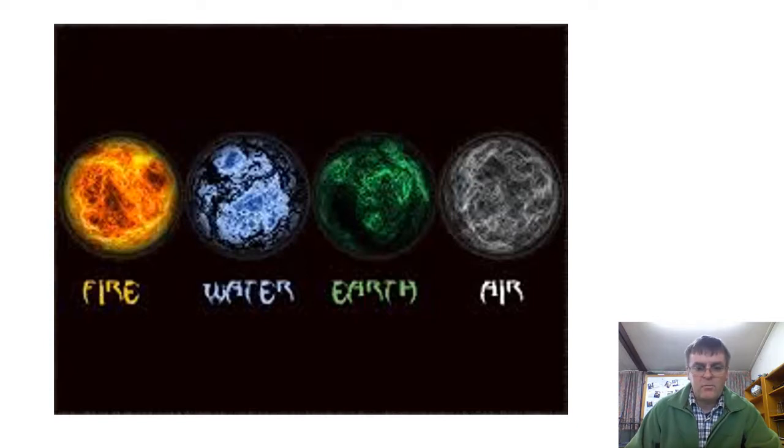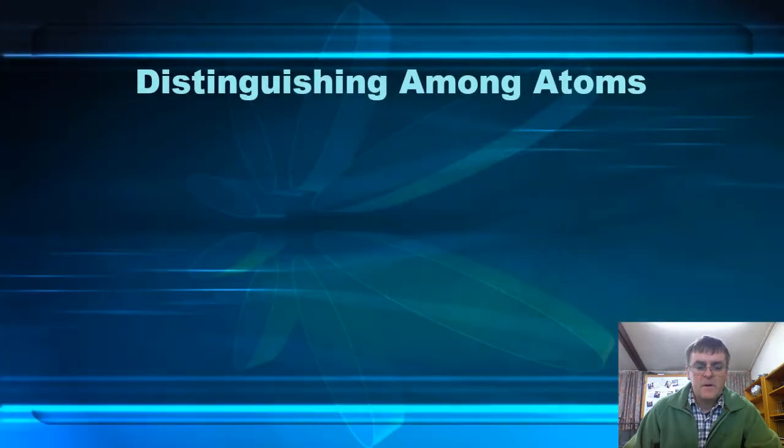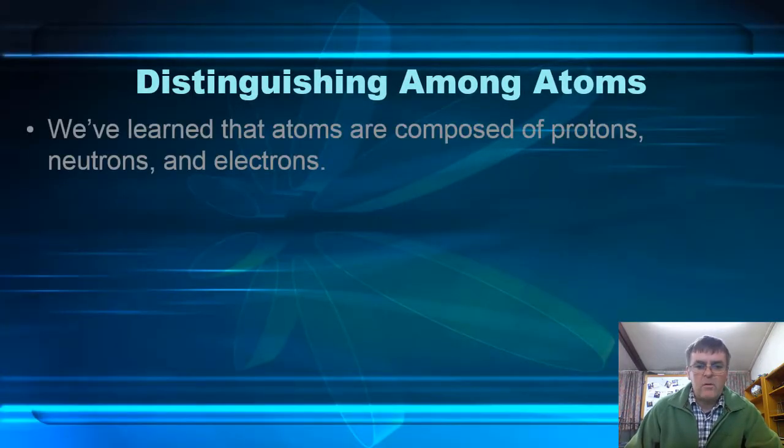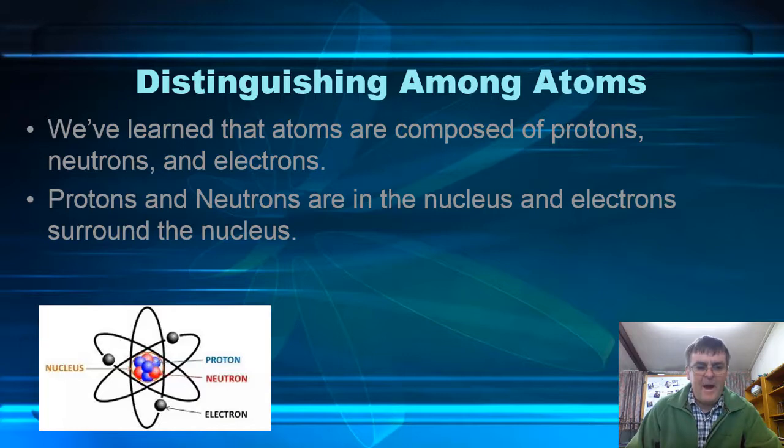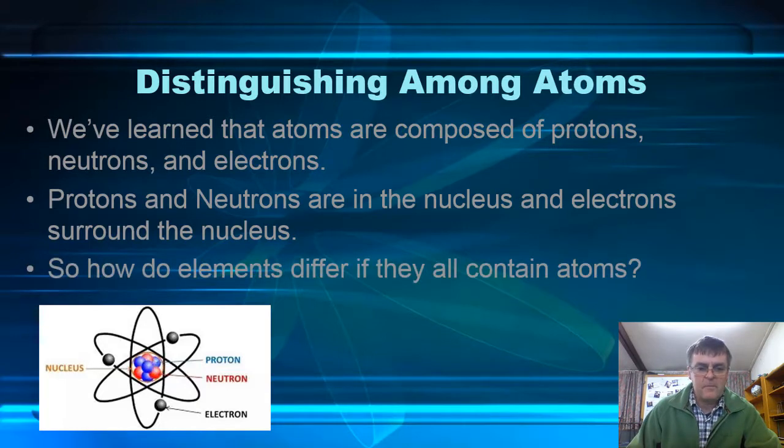There's actually over 100 elements on our periodic table. They're all atoms, so how are they different? We've got to somehow tell them apart. We now know that they're all made of the same things: protons, neutrons and electrons. The protons and neutrons are in the nucleus, and electrons whizz around the outside. So how is it that we have different elements if they're all made of the same things?